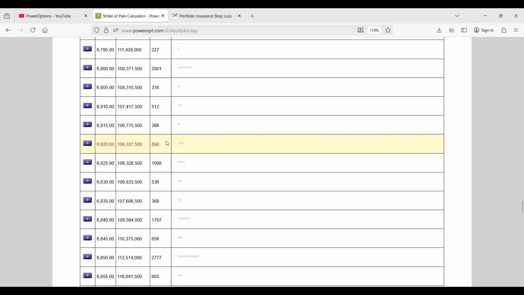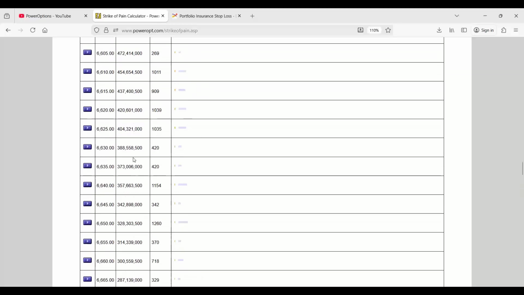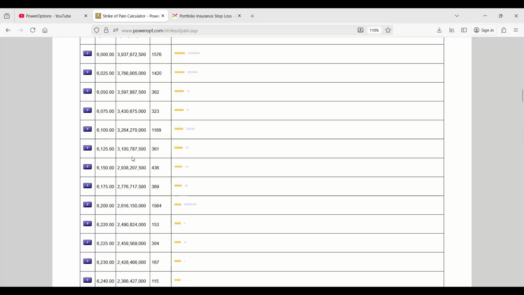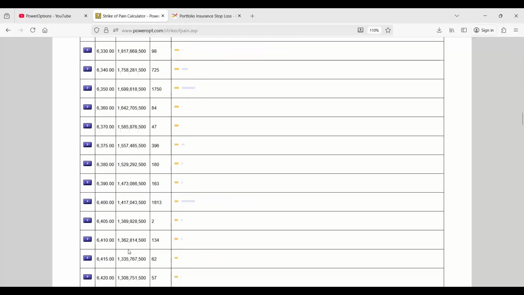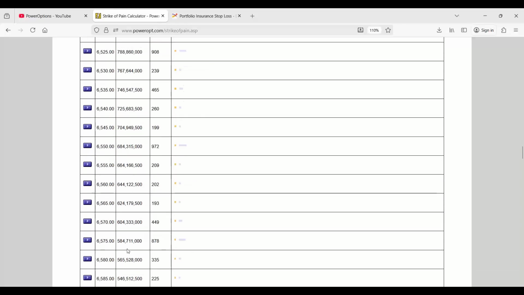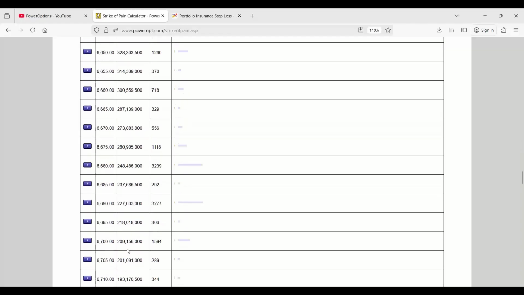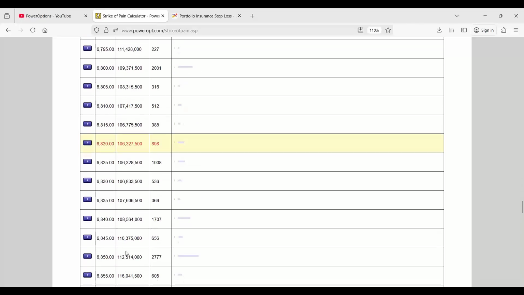And here we are at a pain value of 898. I'm sorry, the monetary value. That's what that middle column is. I apologize. The middle column there, that is the pain value. All right, so that's the highest or the lowest value. Right, we're entering into these values here. Sorry for the scrolling, folks.